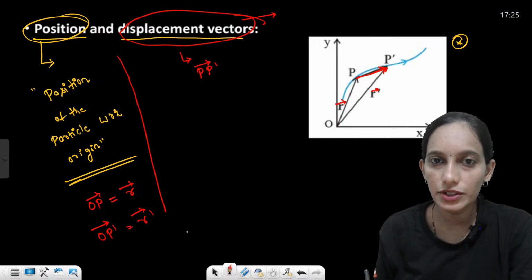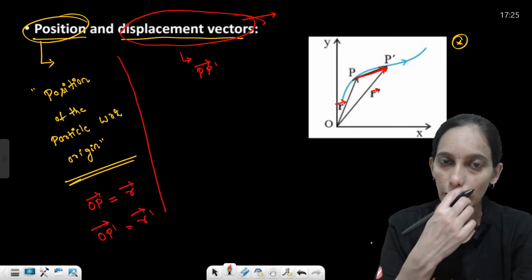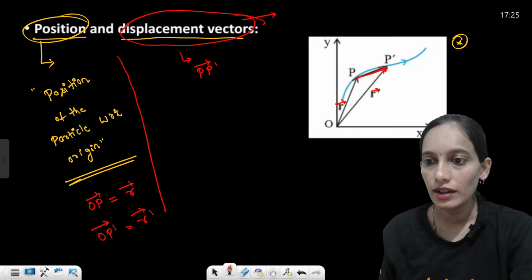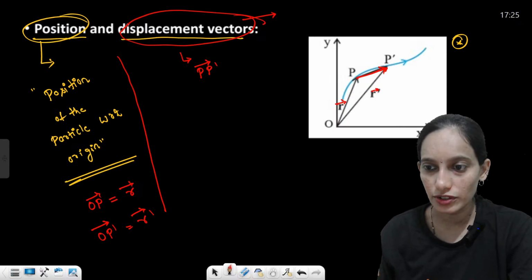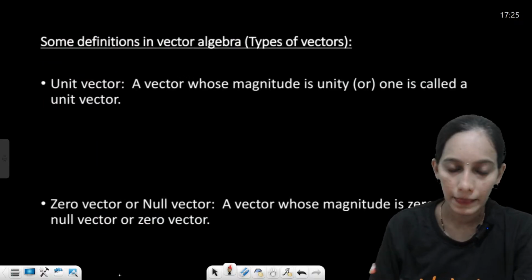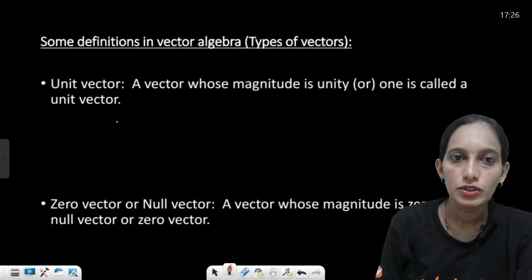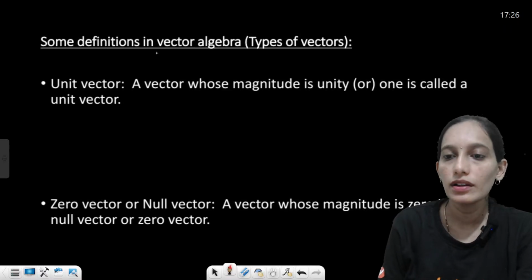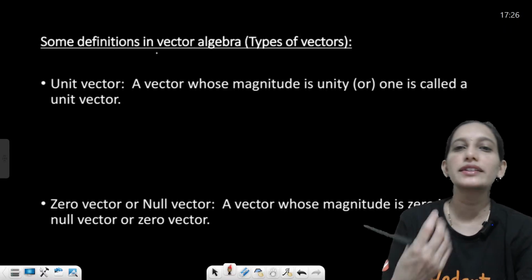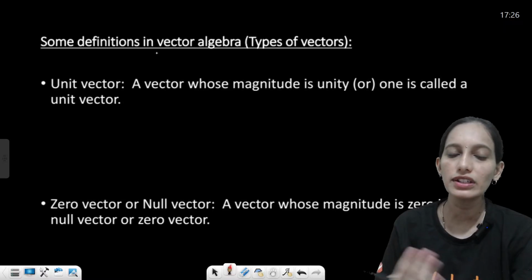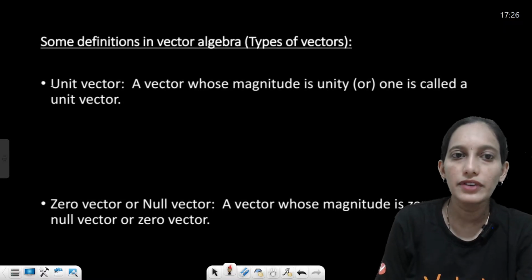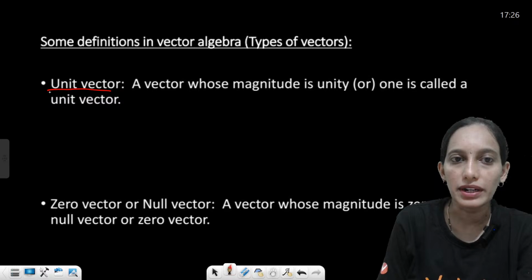So I think we can go ahead to the next concept. Hope no doubts in position vector representation and displacement vector representation. Any doubts? Please raise there itself. So I'll move ahead to the types of vectors or the different terminologies which we'll be using, and we'll try to define them. Okay, the very important one is unit vector.